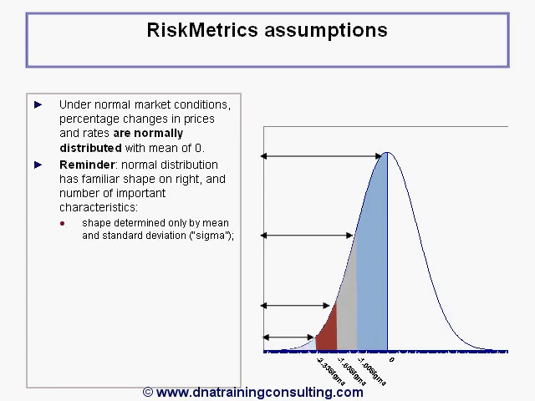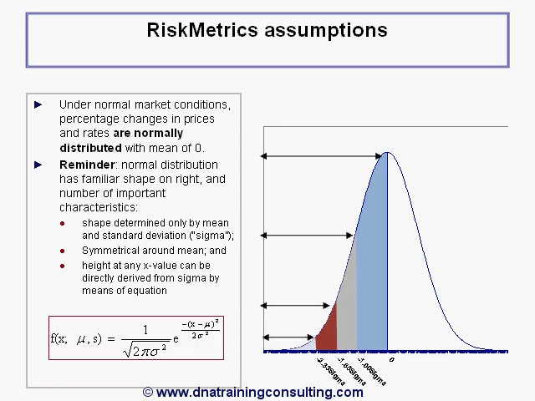1. Its shape is determined solely by its mean and standard deviation, often referred to as sigma, in reference to the Greek letter used to designate standard deviation. 2. It is symmetrical around the mean. And 3. Its height corresponding to any x value can be directly derived from its sigma by means of the following equation that we reproduce here but do not discuss further.